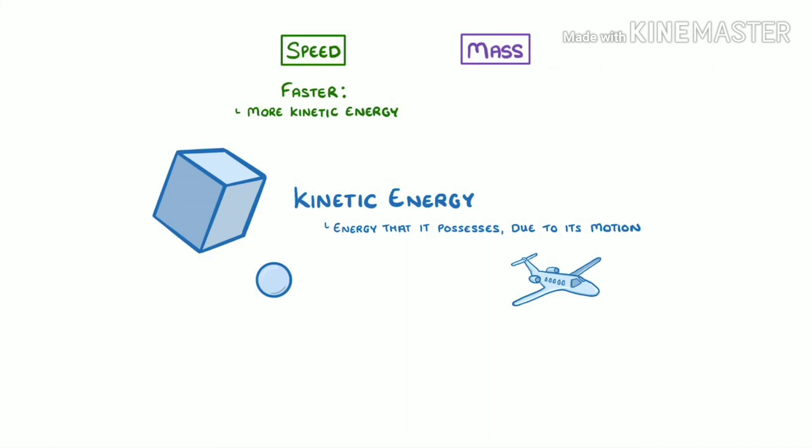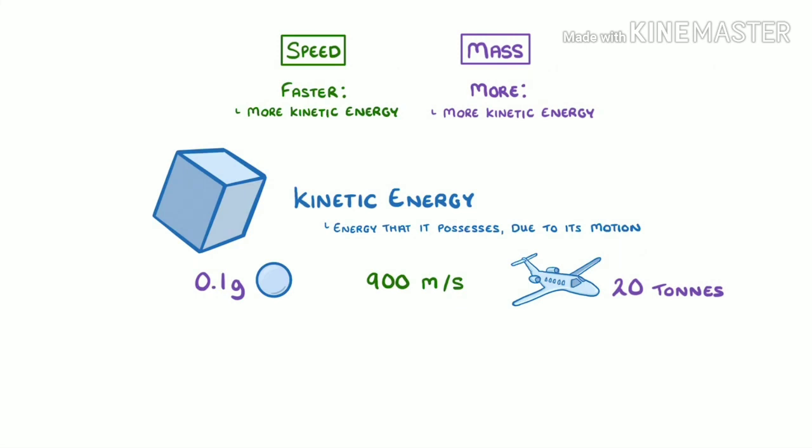Meanwhile, for mass, as long as everything else is left equal, for example, the objects have the same speed, then the more mass an object has, the more kinetic energy it will have. Now, let's say this particle weighs 0.1 grams, but the plane weighs 20 tons, and both of them were traveling 900 meters per second. The plane would have much more kinetic energy because it has much larger mass, but the speeds are the same. Now, what if the plane were traveling at 5 meters per second and the particle were traveling at 4,000 meters per second?